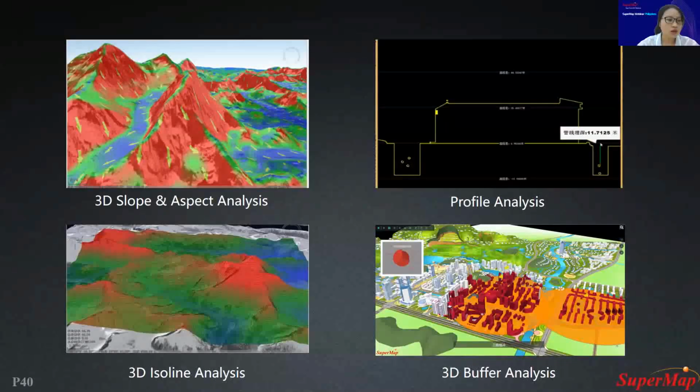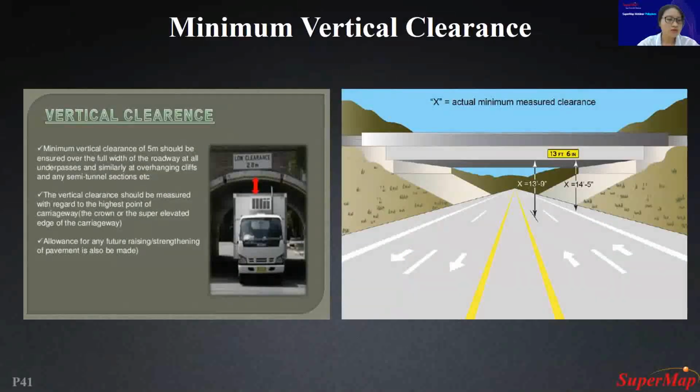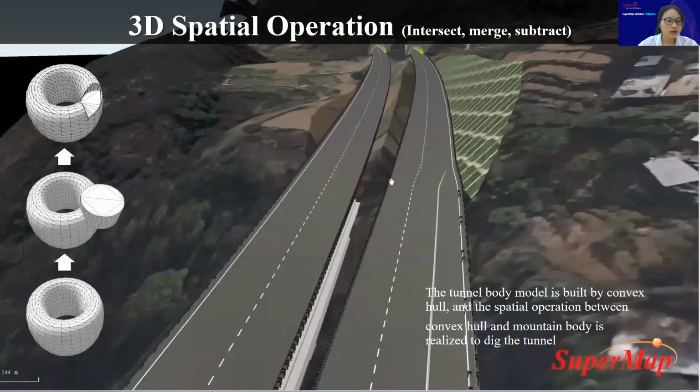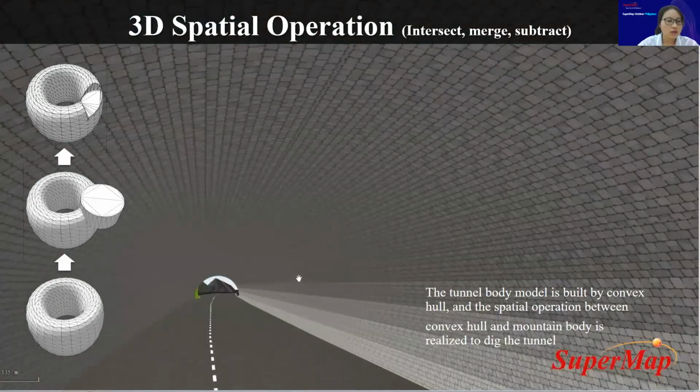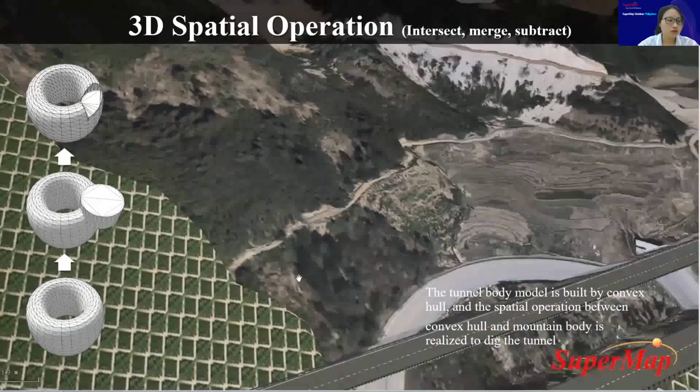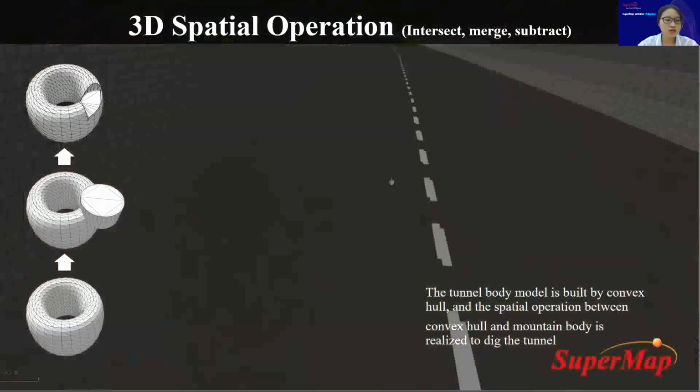Here are the results of 3D analysis: 3D slope and aspect analysis, profile analysis, 3D isoline analysis, and 3D buffer analysis. The minimal vertical clearance often needs to be ensured in the design stage. The 3D model will display and measure this value. The tunnel body model is built by convex hull, and the spatial operation between convex hull and the mounting body is realized to dig the tunnel.